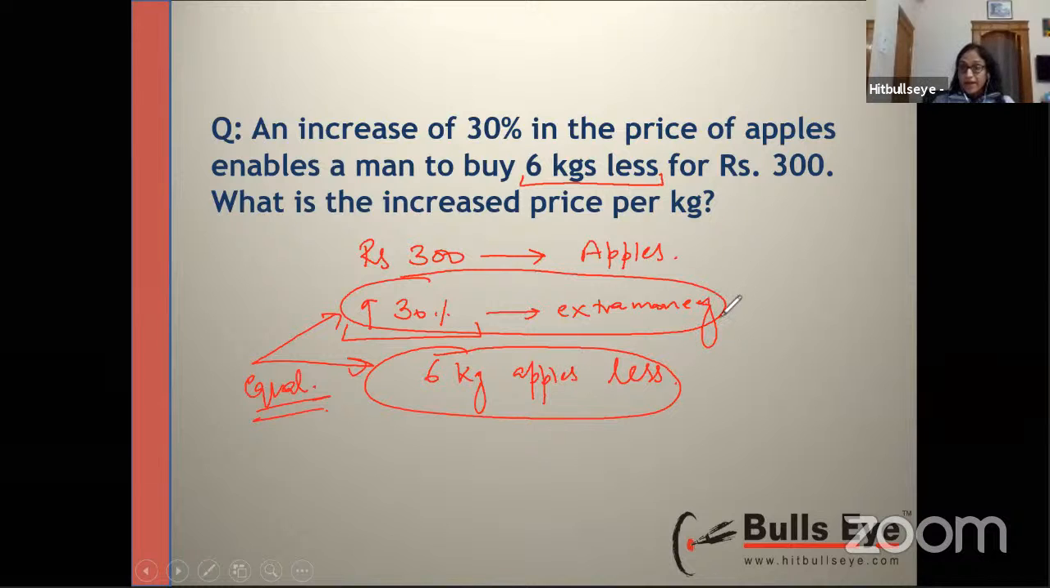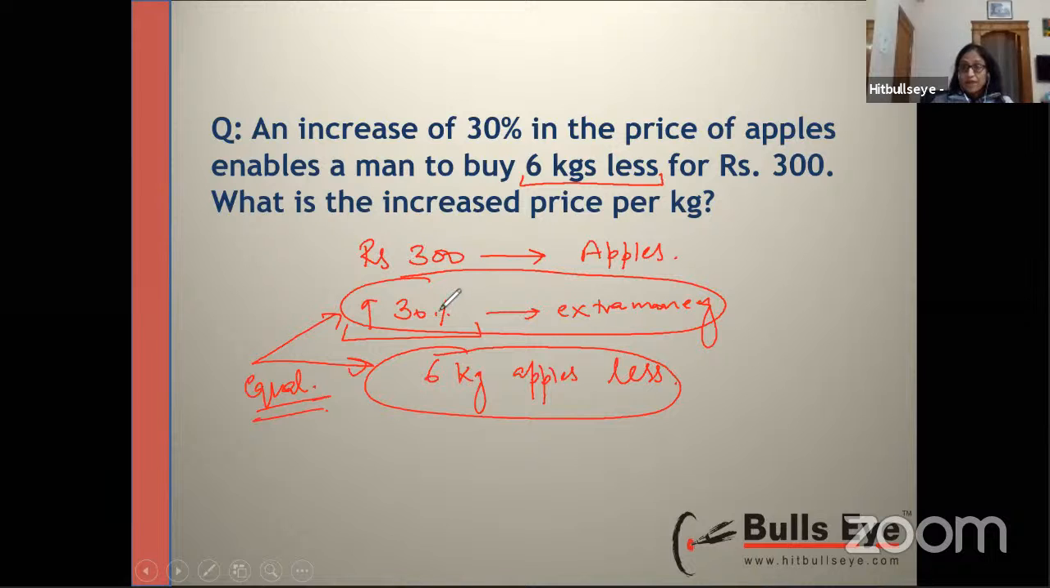So because you were not carrying that extra money, how much extra money? 30% more today. You were not carrying that money. So the shopkeeper told you that you will not be able to buy 6 kilogram apples today. You will be taking home 6 kilogram apples less today, which means these two things have to be equal in terms of their value. Now, what is 30% of 300?